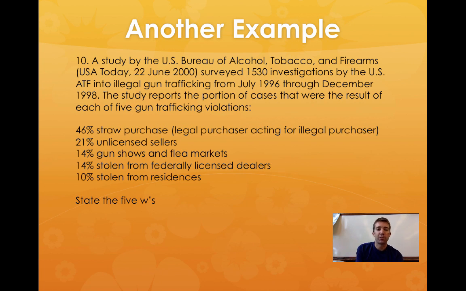Okay, so let's look at an actual example from your textbook. This is problem number 10 in chapter 3. It's a study from the U.S. Alcohol, Tobacco, and Firearms, the ATF, conducted in the year 2000. It surveyed 1,530 investigations by the ATF on illegal gun trafficking from 1996 to December of 1998. The study reports what portions of the cases were the result of each of 5 gun trafficking violations: a straw purchase, an unlicensed seller, a gun show or flea market, stolen from a federally licensed dealer, or stolen from a residence.